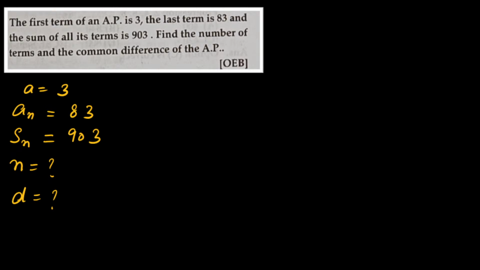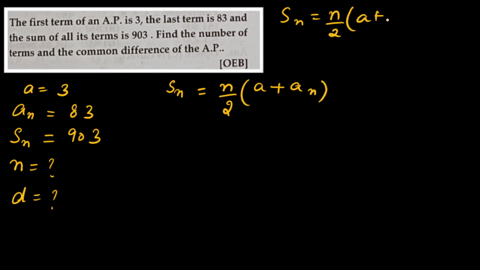So what we can do, this type of question, I think in MCQs we have done exactly the same type of things. Whenever an and Sn both are there, you start with Sn's formula. Sn's second formula is n by 2 into a plus l, or a plus an. So Sn is equal to n by 2 times a plus l, where l is only an. I have told you earlier also.